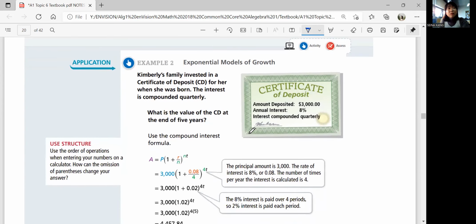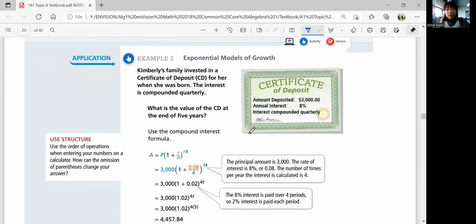Example 2, exponential models of growth. Kimberly's family invested in a certificate of deposit, CD, for her when she was born. The interest is compounded quarterly. That means 4 times every year.